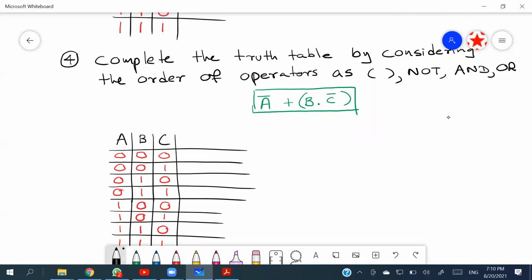Now it is simple, right? So when we are considering the expression, we have A bar plus B dot C bar. So we know to whom we are going to give the priorities, right?